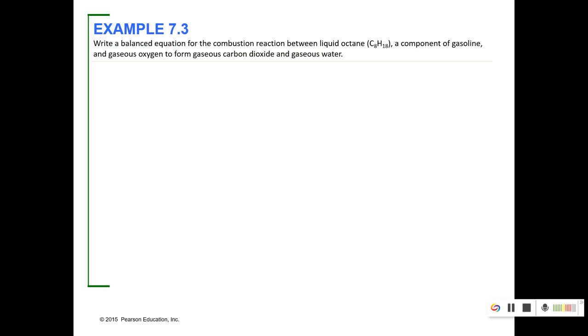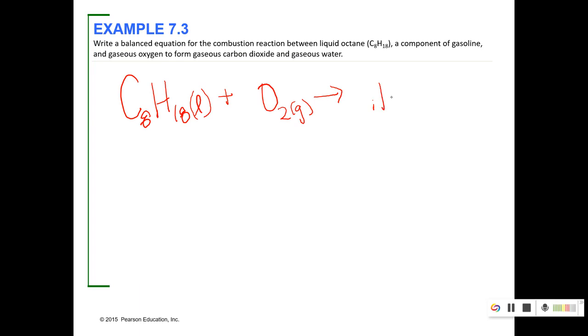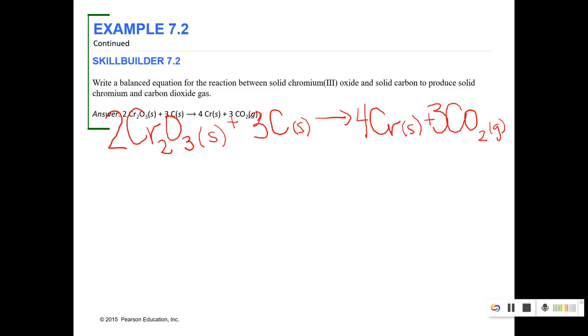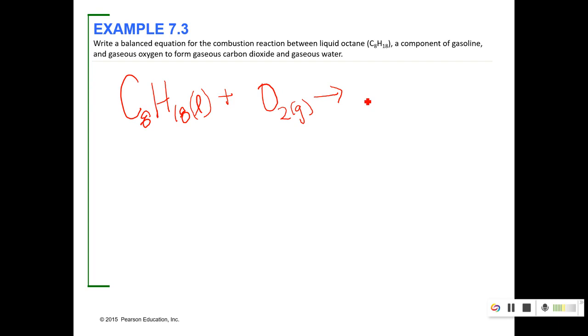Okay, I'm going to balance this one with you. And remember, this is a combustion reaction. It says that, which means I have oxygen gas, water. Wait, it does carbon dioxide first. Oops. So that's what we're going to do.